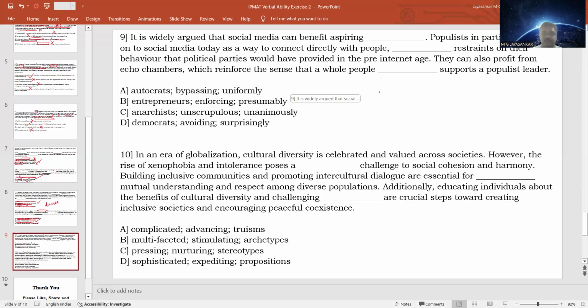profit from echo chambers. What is an echo chamber? Where one person makes a sound, it is multiplied 10 times, it's an echo chamber. So here the digital media or the social media is likened to an echo chamber where one person or two persons or a group of persons support one individual. So it seems that the entire world is supporting that individual. So that is why echo chambers reinforce the sense that a whole people support a populist leader.